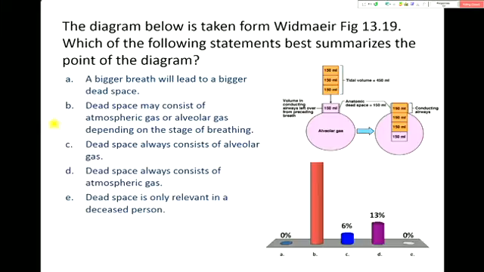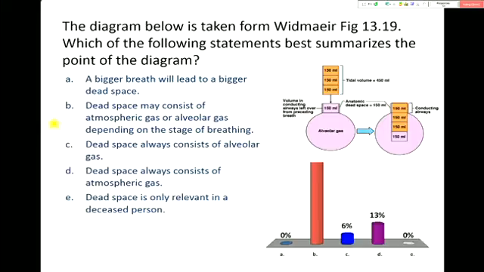Bigger breath leading to a bigger dead space, well, everyone got that right, and they said it was wrong, which was good. The dead space can't change. You've got anatomical structures with a certain volume. That's not going to change dramatically. So B, C and D were the more likely choices, but again, D, 1 out of 8 of you said that, so not a real drama.